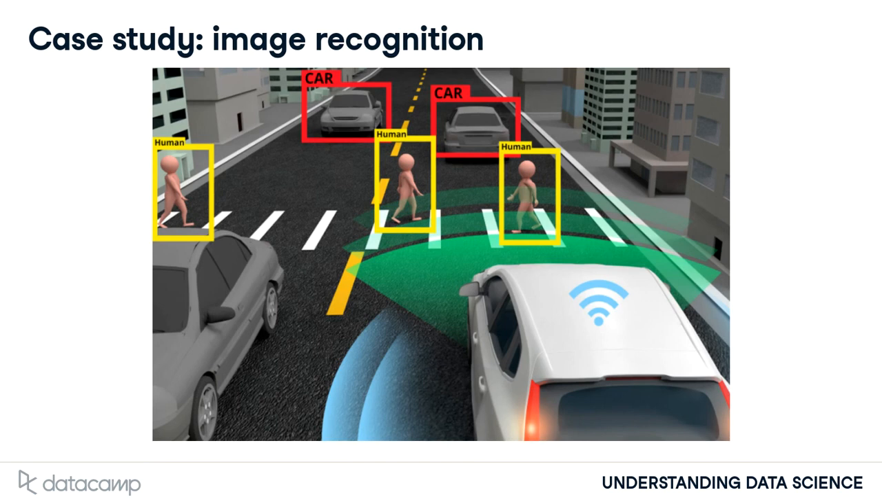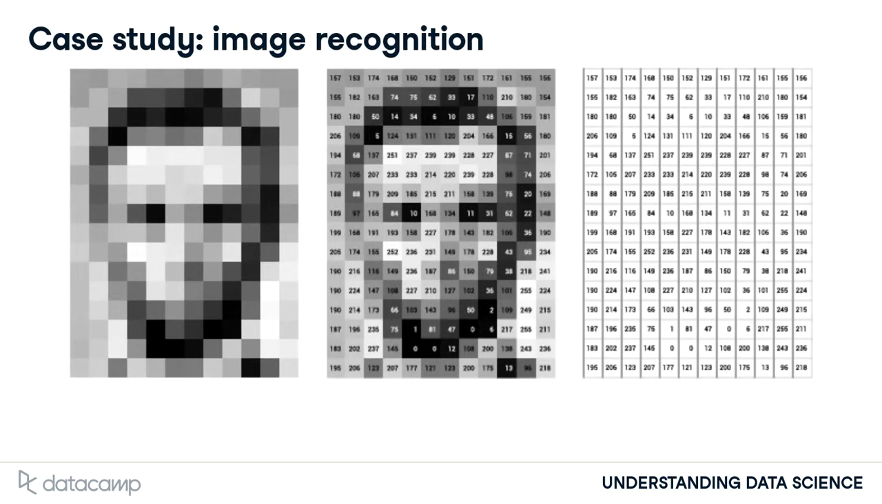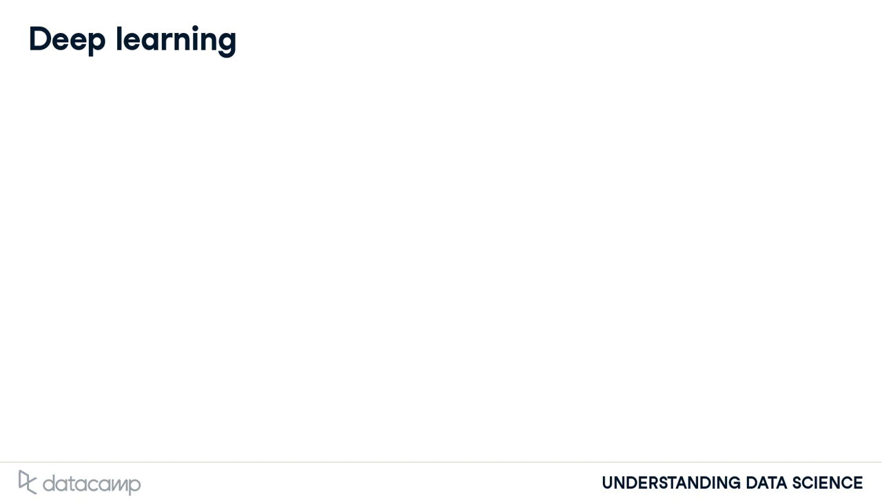Let's tackle another example. A key task for self-driving cars is identifying when an image contains a human. What would be the data set for this problem? We could express the picture as a matrix of numbers where each number represents a pixel. However, this approach would probably fail if we fed the matrix into a traditional machine learning model. There's simply too much input data. We need more advanced algorithms from a subfield of machine learning called deep learning.